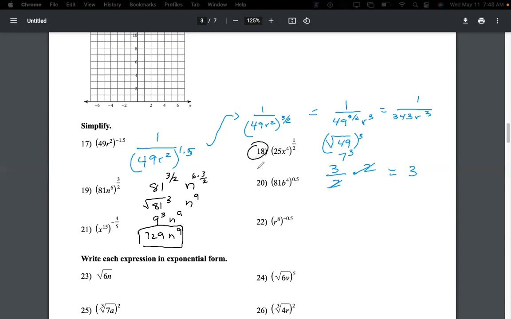Can you try 18 and 20? And then we're going to talk about those.